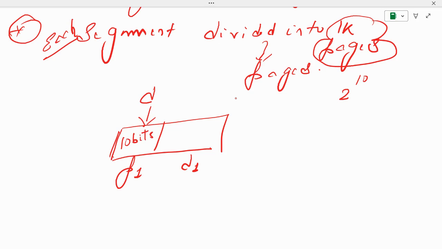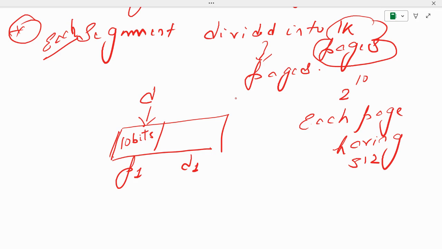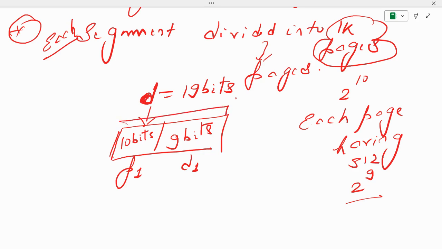Now, each page is having 512 entries. So 512 means 2 raised to the power 9, so the page offset is 9 bits. So from here we get D equal to 19 bits. What is D? D is nothing but the number of bits required to represent a segment. This D got divided into certain pages, and each page is having 512 entries. So D is nothing but 19 bits.